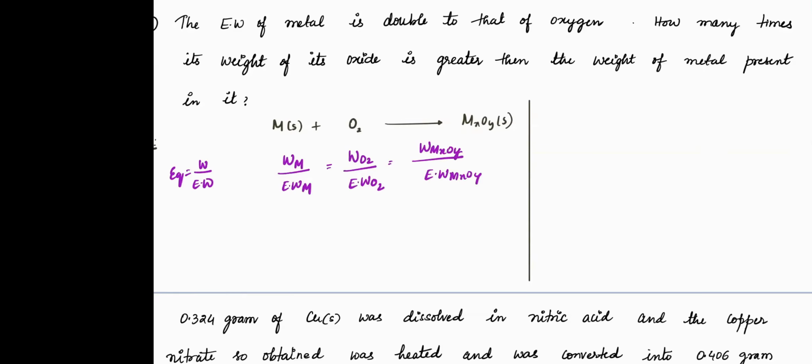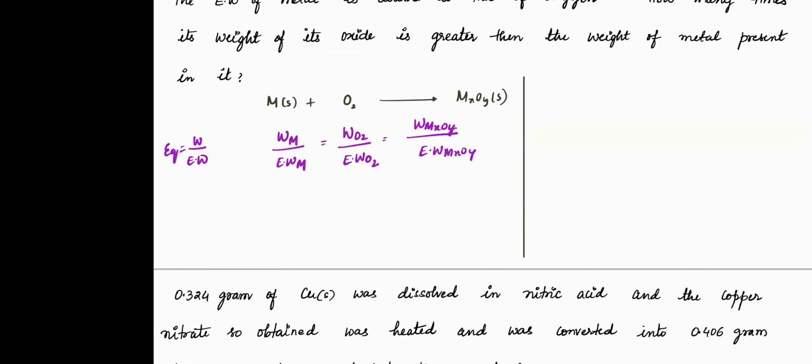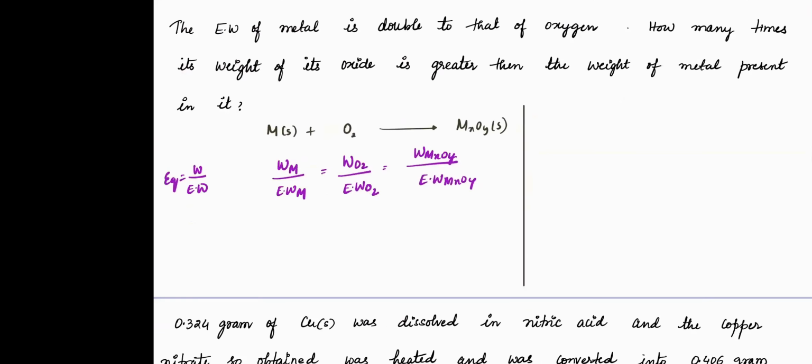Done? Clear? This is the equation I will use, because if I equate this one and this one, that is more useful for us. So check. What I could write: weight of metal divided by equivalent weight of metal, that should be equal to weight of metal oxide divided by equivalent weight of metal oxide.